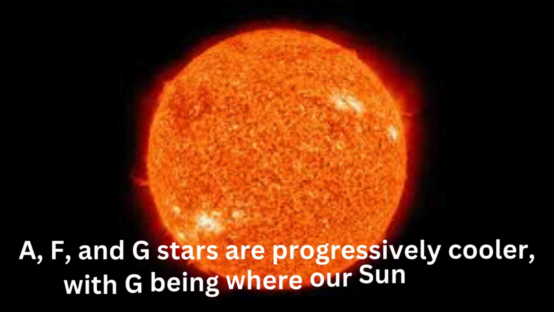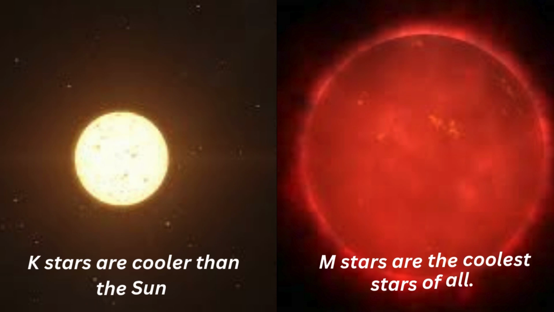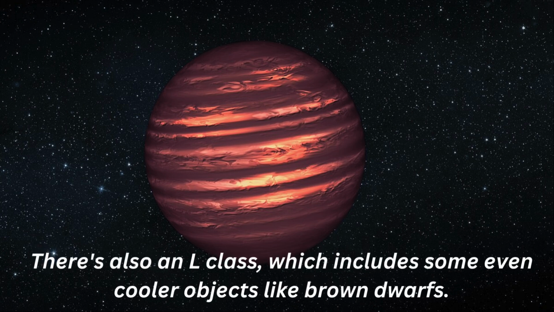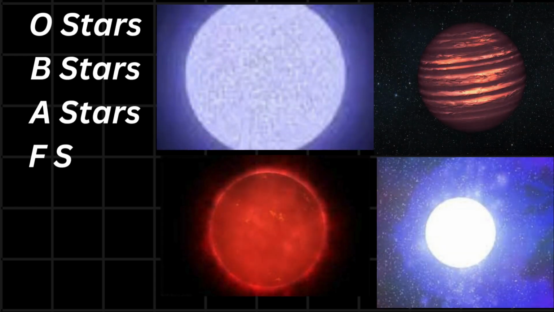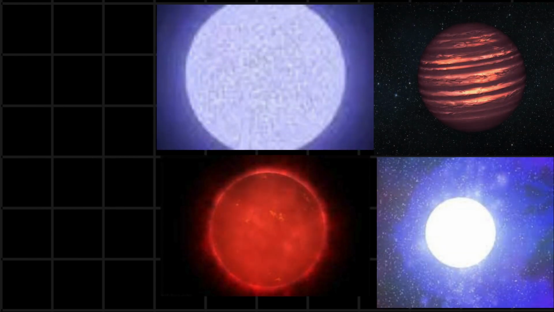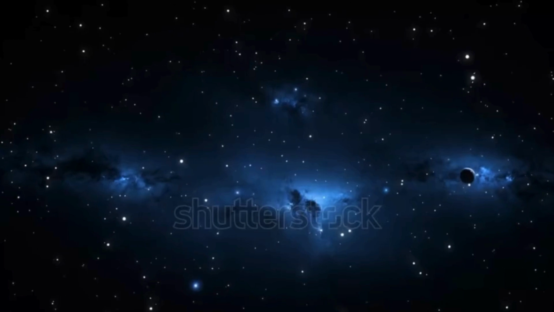A, F, and G stars are progressively cooler, with G being where our Sun fits in. K stars are cooler than the Sun, and M stars are the coolest of all. There is also an L class, which includes some even cooler objects like brown dwarfs. Each of these main categories also has a number from 0 to 9 that goes with it. The number 0 represents the hottest stars in the category, while 9 represents the coolest. So, for example, a star can be G2 or G8, where G2 is hotter than G8.